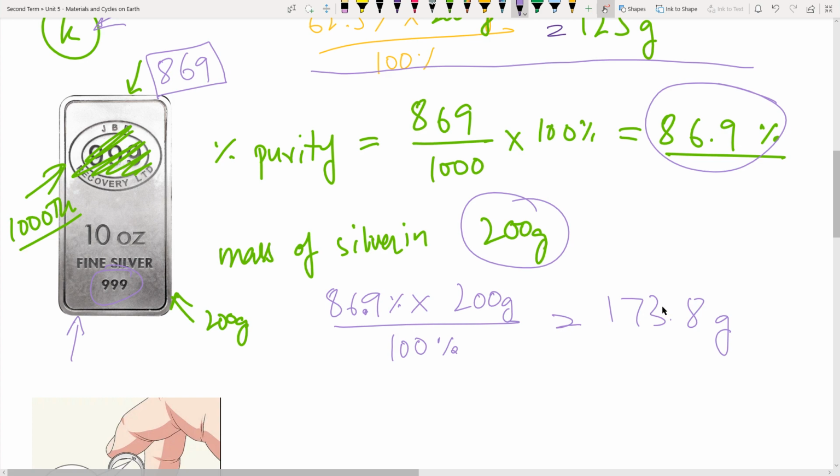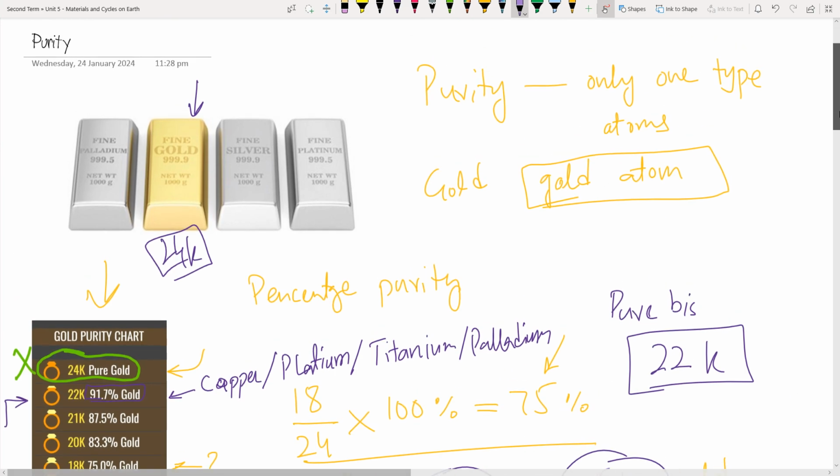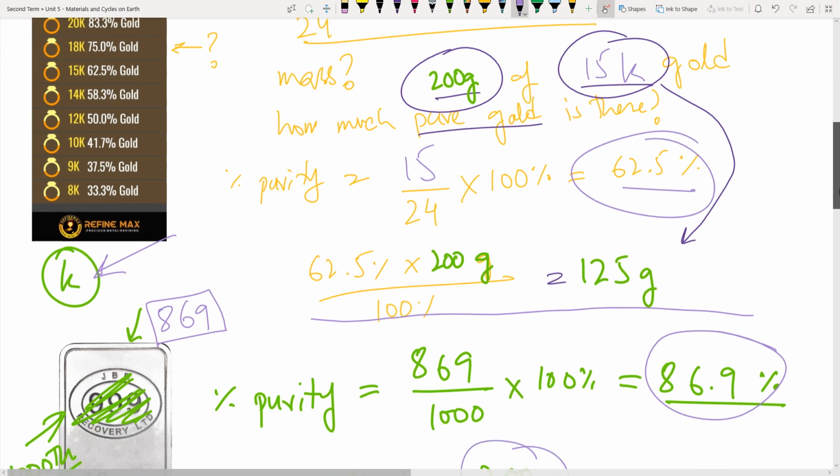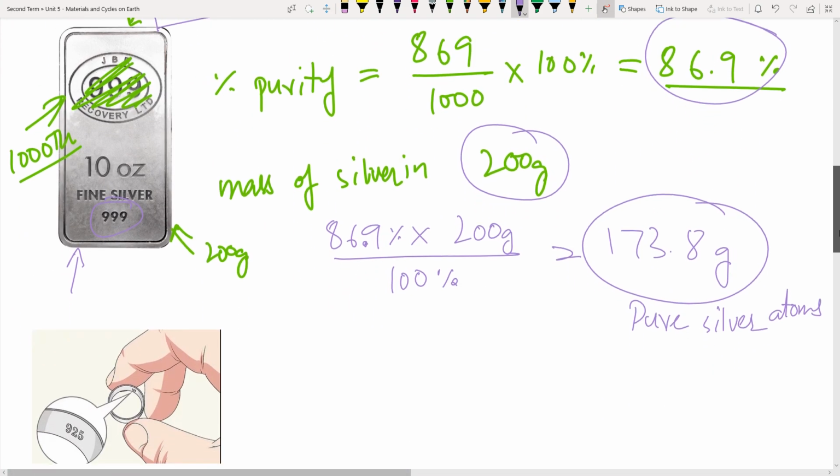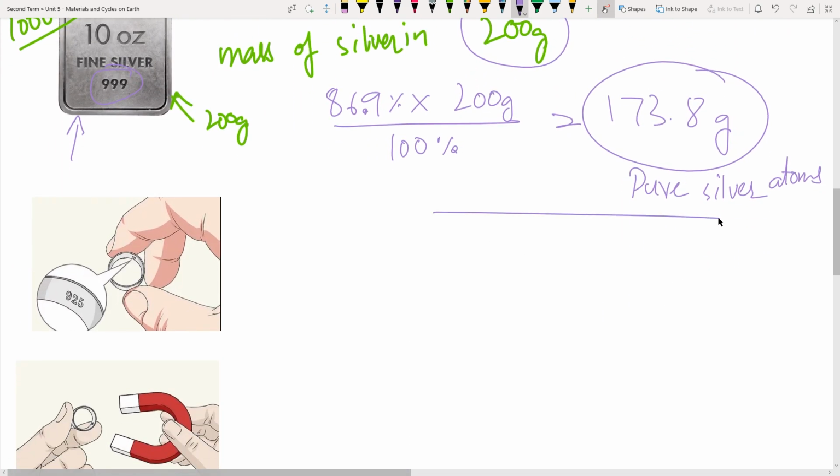So out of 200 grams, 173.8 grams are pure silver atoms, right? Since we're talking about purity, I told you that pure materials only consist of one type of atom, right? So this is how we calculate the percentages, right? Now there are several tests that I've brought in.